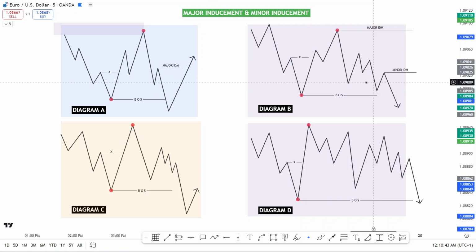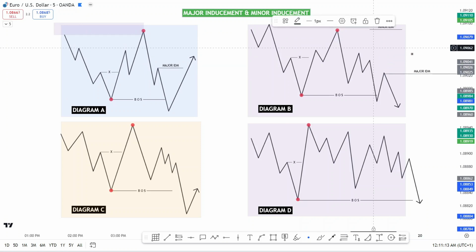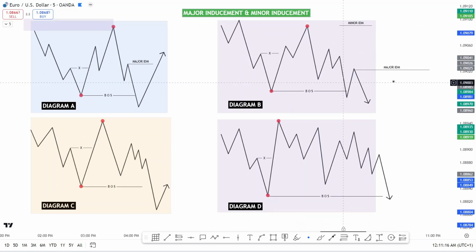All right, so let me give you another scenario, the same diagram. So if this had happened, let's say something like this happened, where is our major and where is our minor inducement? Everything changes. One of the things that changes it is after the break of structure, and we need to see what exactly happened. So we see this now broke structure, which means that there is no minor inducement here. This is our major inducement and high probability trade opportunity. Do you understand? So this becomes our major inducement.